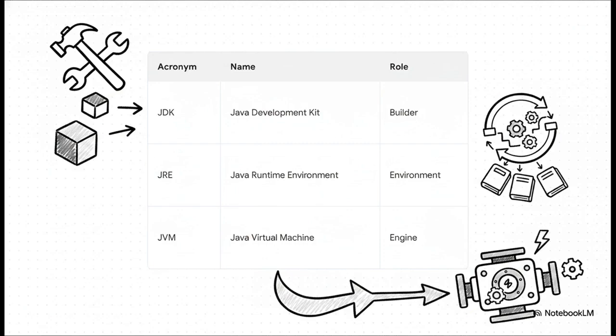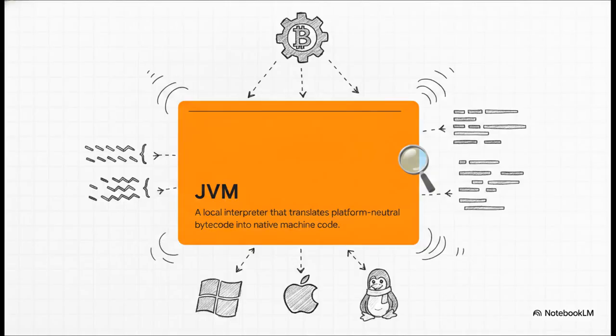That's the engine. The JVM, or Java Virtual Machine, is exactly that local fluent interpreter we were just talking about. It's the specific piece of software installed on your device that takes that platform-neutral bytecode and translates it directly into native machine code, right on the fly for your specific Mac, Windows, or Linux hardware.